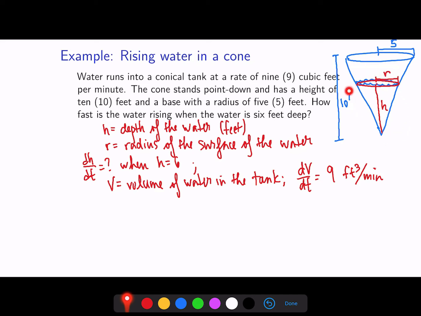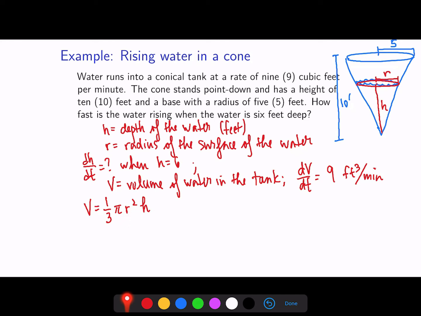Looking at the picture over here, the shape of the water is a cone, because the water takes on the shape of the vessel. What's a formula for the volume of a cone of this shape? You can look up in a book, and it'll show you that the volume of a cone is 1/3 pi times the square of the radius of the base times the height of the cone. Looking at this kind of makes us happy. We have a formula that relates volume on one side and the depth of the water on the other side.